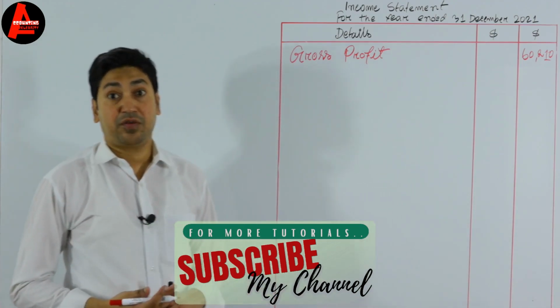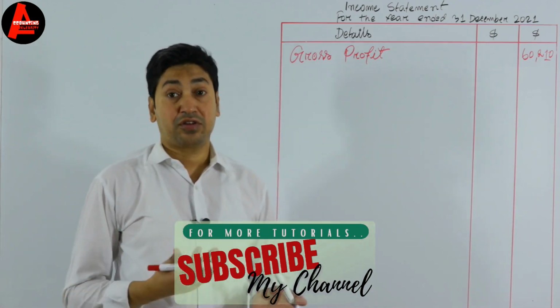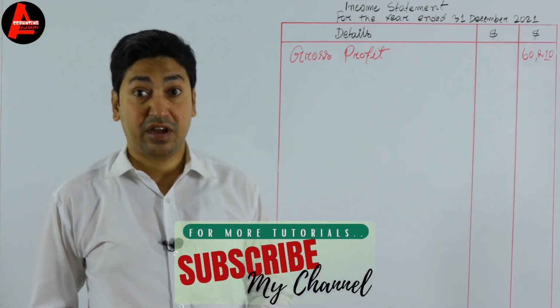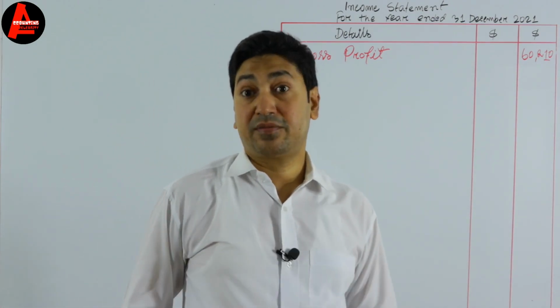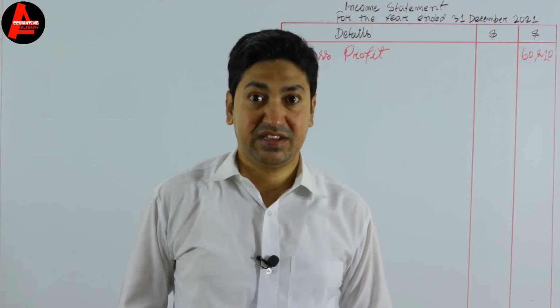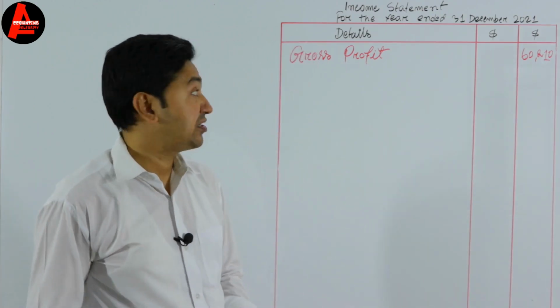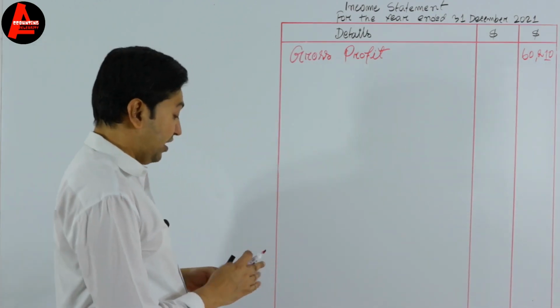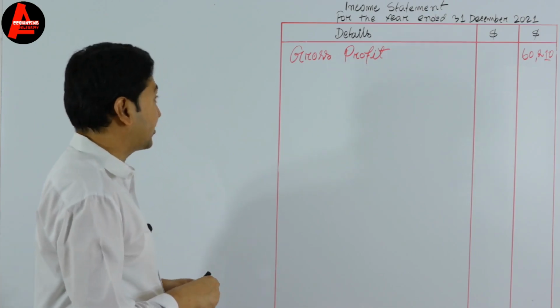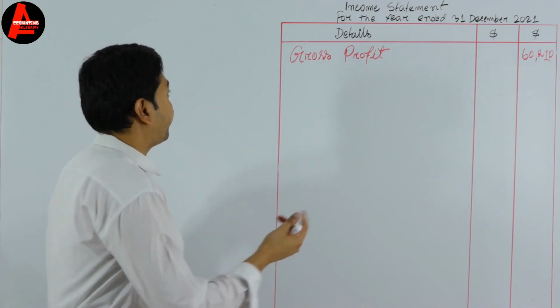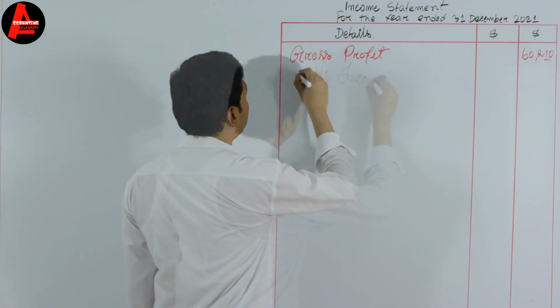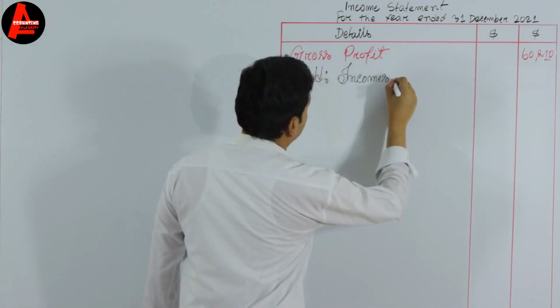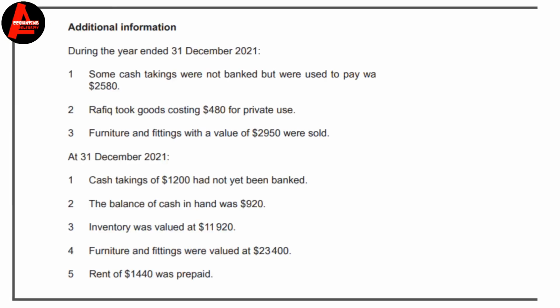Then how to calculate profit for the year? First of all, with the gross profit, we will add all the incomes, then we will subtract all the expenses, yeah? We have some incomes in this question, we will write, okay? So here let us write first of all, add incomes. Okay, so what incomes do we have?